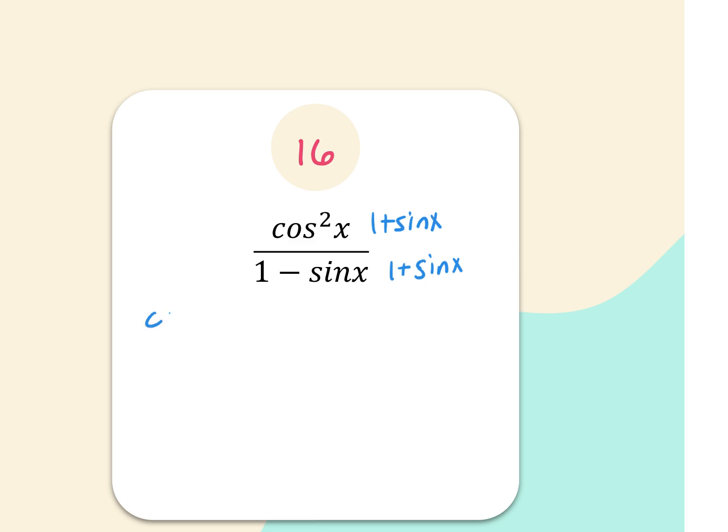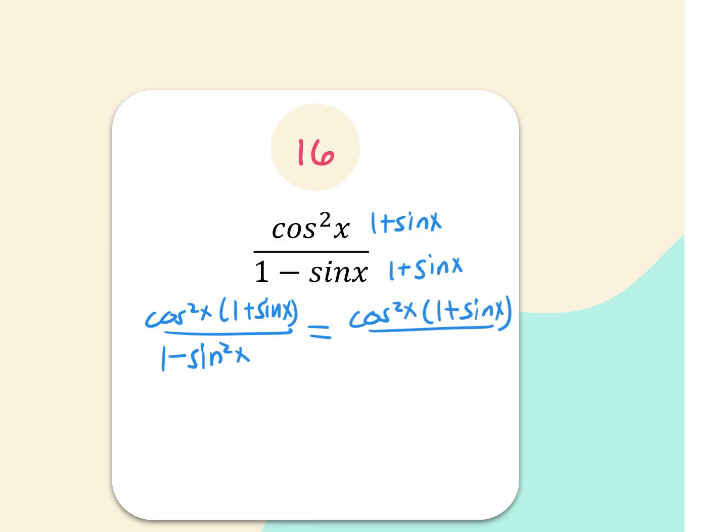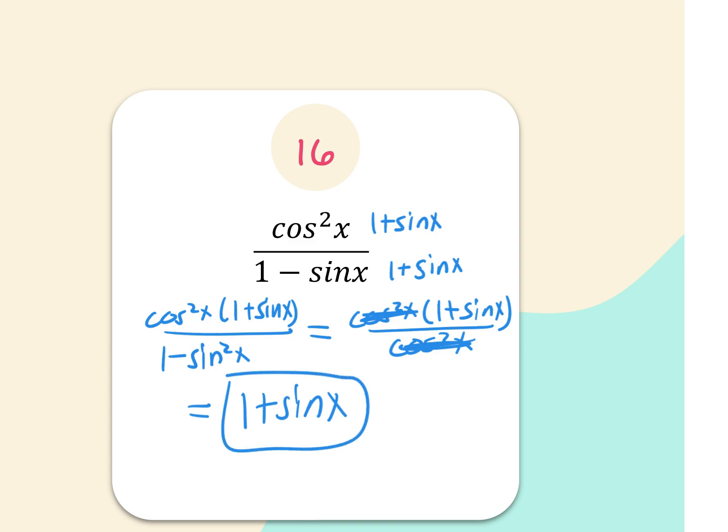And then notice on the top we get a cosine squared x times 1 plus sine of x. Over the bottom, when you multiply this, is going to become 1 minus sine squared x. All right? And we already know that the bottom is going to simplify to cosine squared x. So I have a cosine squared x times 1 plus sine of x over cosine squared x. And then these cosine squared x's cancel out, and you're left with just 1 plus sine of x. All right? And again, that's as good as we can make it.